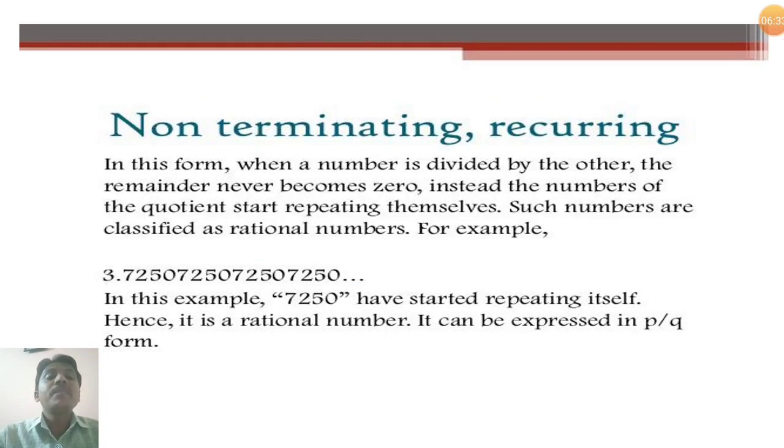Next, non-terminating recurring. In this form, when a number is divided by another, the remainder never becomes 0. Instead, the digits of the quotient start repeating themselves. Such numbers are classified as rational numbers. For example, 3.7250, 7250, 7250, 7250, etc. In this example, 7250 has started repeating itself. Hence, it is a rational number. It can be expressed in p by q form.